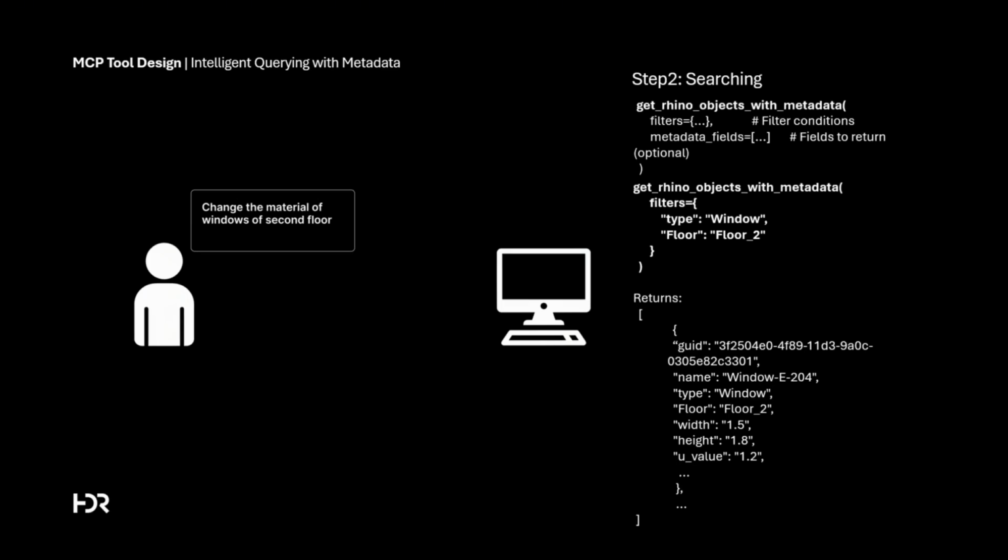We benefit from this architecture because it helps the agent understand which object it needs to modify. For example, the user says, change the material of the window on the second floor. We have an automatic filtering tool that searches the Rhino scene to find the qualifying objects. For example, we input window and second floor, and we return all the information about the qualified windows back to the MCP server so it can do the next step.